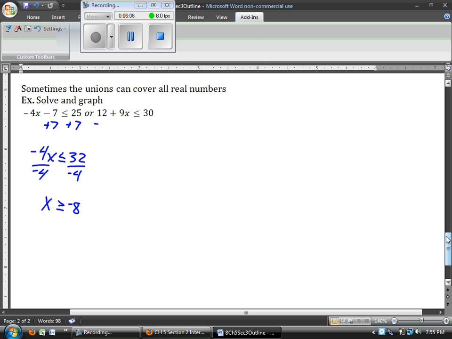Then I solve my other one by subtracting 12. 9x is less than or equal to 18. Divide by 9 and get x is less than or equal to 2. Okay? So x is greater than or equal to -8, or x is less than or equal to 2. We'll go ahead and graph these.